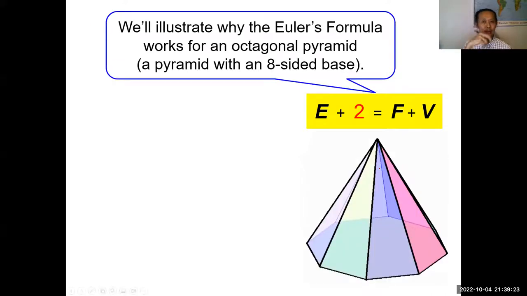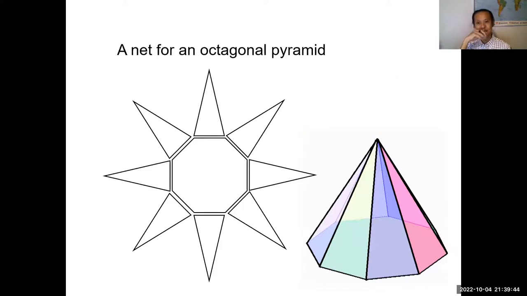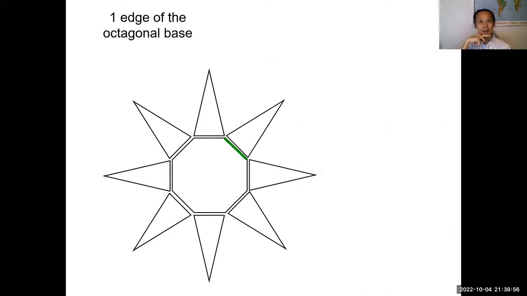Now, we'll illustrate why this formula works for an octagonal pyramid. That means a pyramid that has a base with 8 sides. It's easier to see using a two-dimensional representation, which is actually a net. If we unfold all the lateral faces and open it up, you will see this: one base plus 8 lateral faces. So let's see why the formula holds.